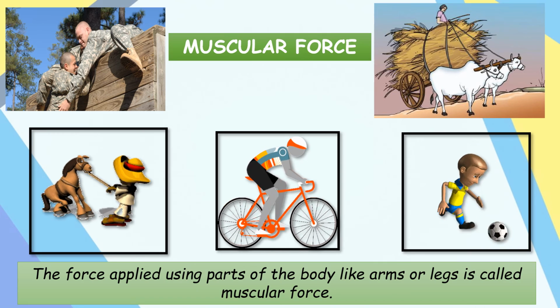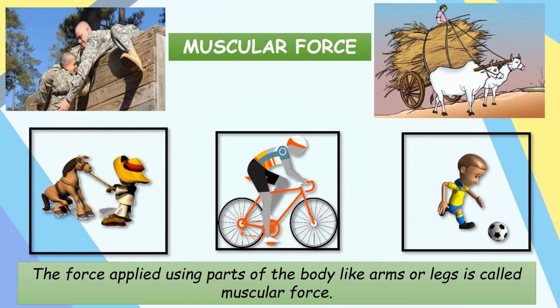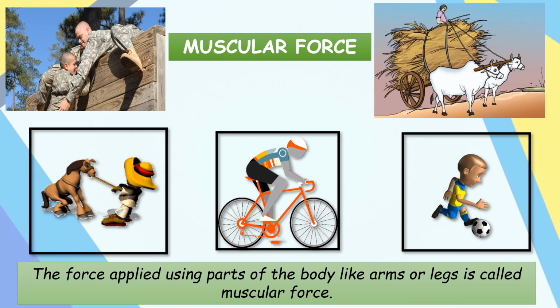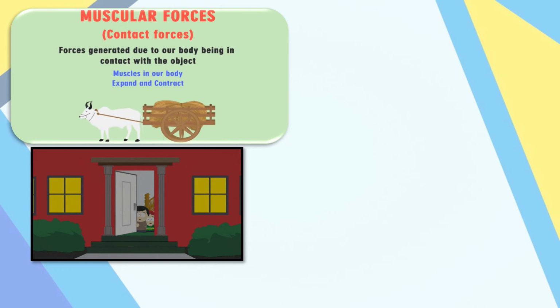द नेक्स्ट एग्जांपल दैट वी हैव इज द बॉय हु इज किकिंग द बॉल. व्हेन यू किक द बॉल यू आर अप्लाइंग योर मस्कुलर फोर्स. ठीक है, सो दीज आर एग्जांपल्स ऑफ मस्कुलर फोर्स. Let us understand few more examples when you close the door. That is also a type of muscular force.